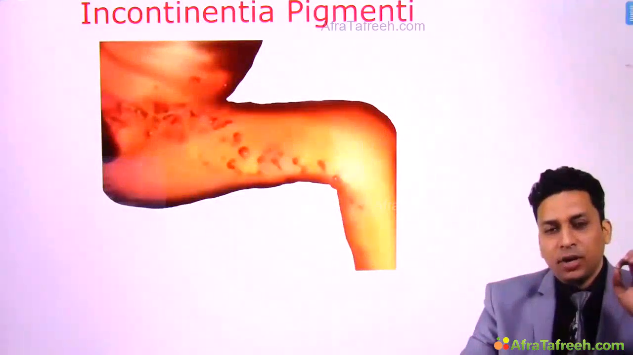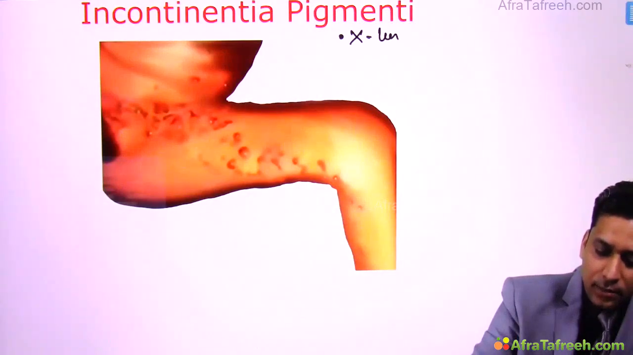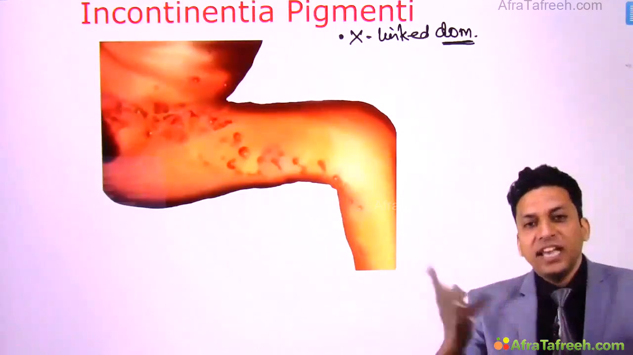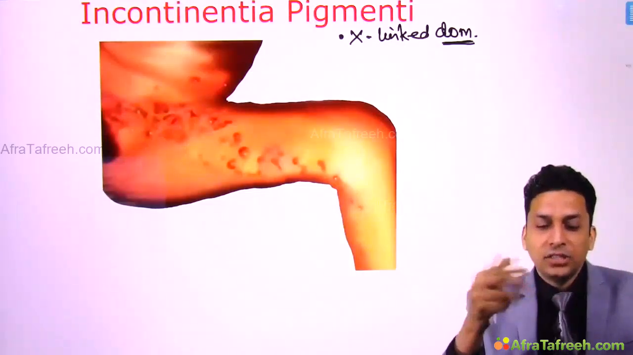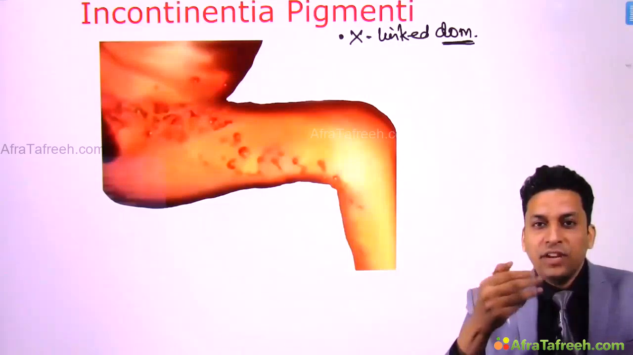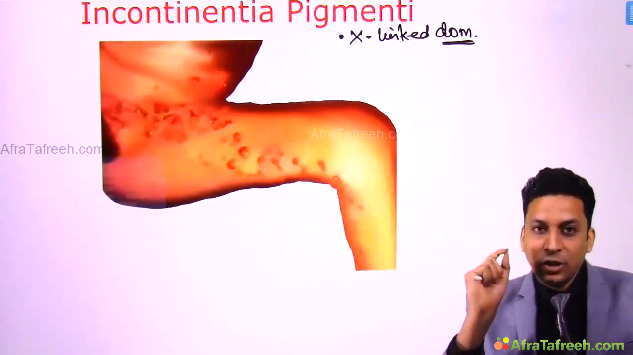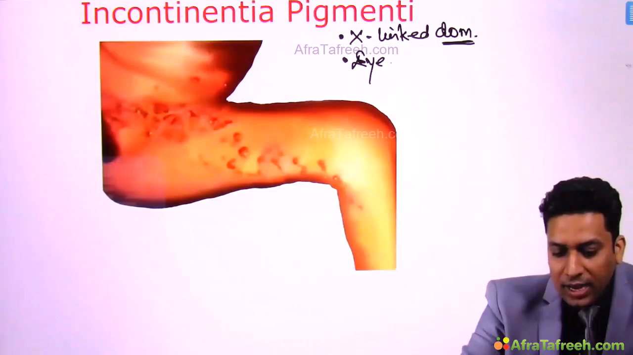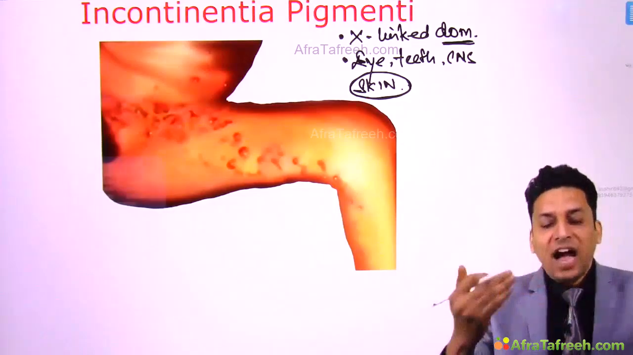Now there are a few very important points about this condition which you need to remember. The first one is, it is an X-linked dominant condition. There are so many X-linked recessive conditions, but there are very few X-linked dominant conditions. This is one of them. Like you might have read about other X-linked dominant conditions, like Rett syndrome, vitamin D resistant rickets, Alport syndrome. Similarly, incontinentia pigmenti, this is X-linked dominant. It involves eye, teeth, CNS and skin. So lesions are not just present in skin, there might be involvement of eye, teeth and CNS.